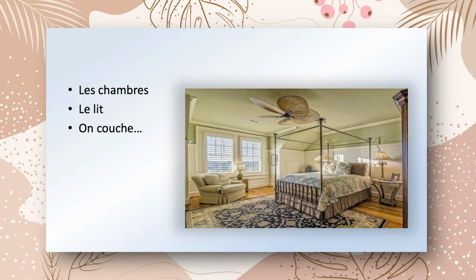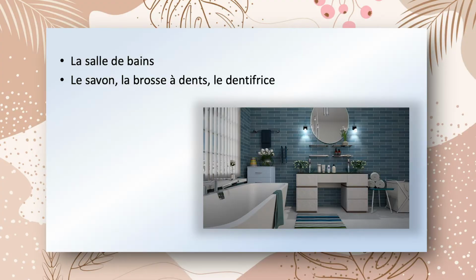In the bedroom, typically we have le lit means the bed, on a une lamps, and then there are a few verbs that we are going to learn today regarding the bedroom. On couche means we sleep, coucher, se coucher, je me couche, tu te couches, il se couche, elle se couche, nous nous couchons, vous vous couchez, il se couche, elle se couche. That's a reflexive verb of I am going to bed, and coucher is otherwise also to mean to sleep.